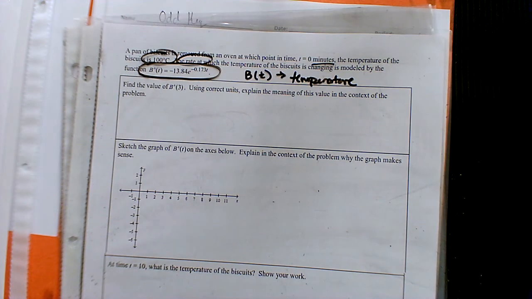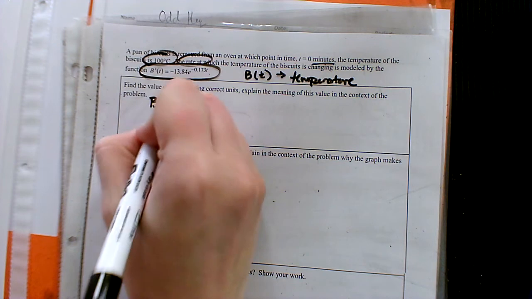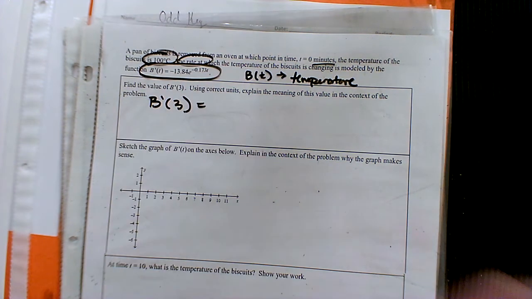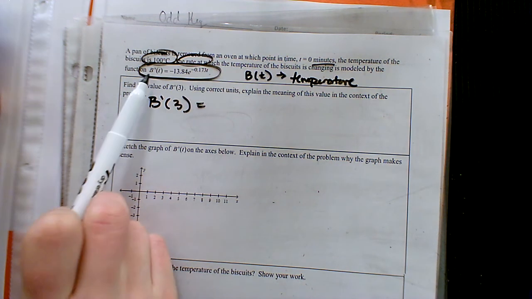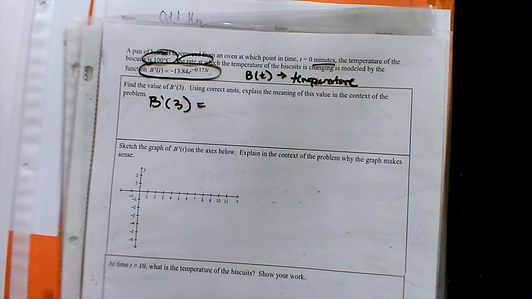All right. Find the value b prime of 3. Using correct units, explain what it means. What are we going to do? Plug her in. They give us the b prime equation. We'll just plug in 3. No, that's not the right answer.